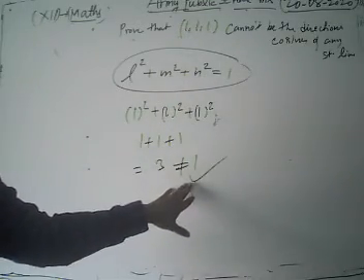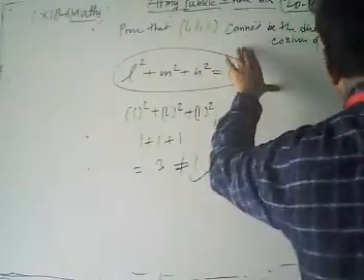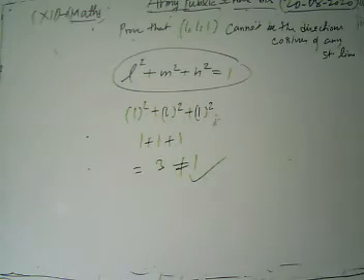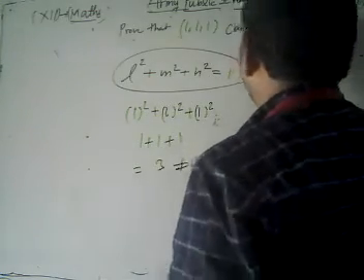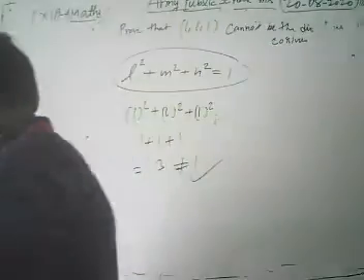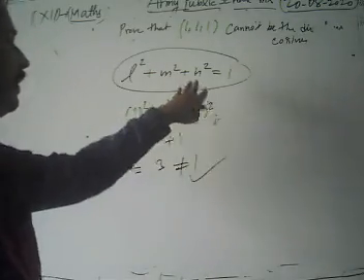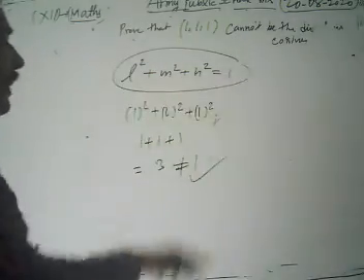We get 3 here. That's why 1, 1, 1 cannot be the direction cosines of any straight line. This is wrong because for any values of L, M and N to be direction cosines, the relationship L square plus M square plus N square must be equal to 1.